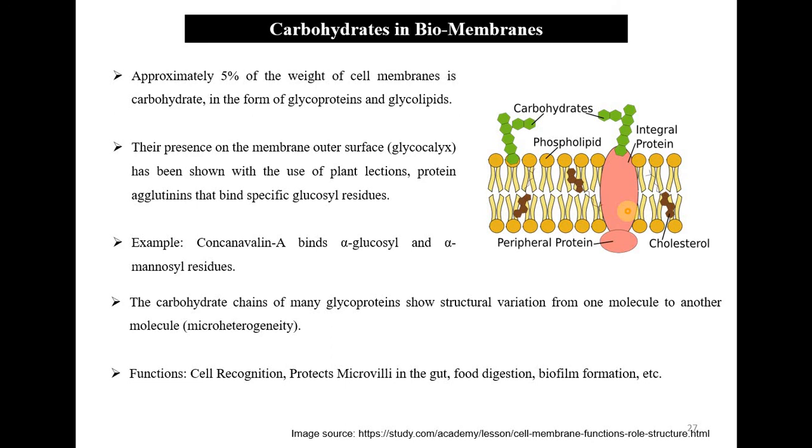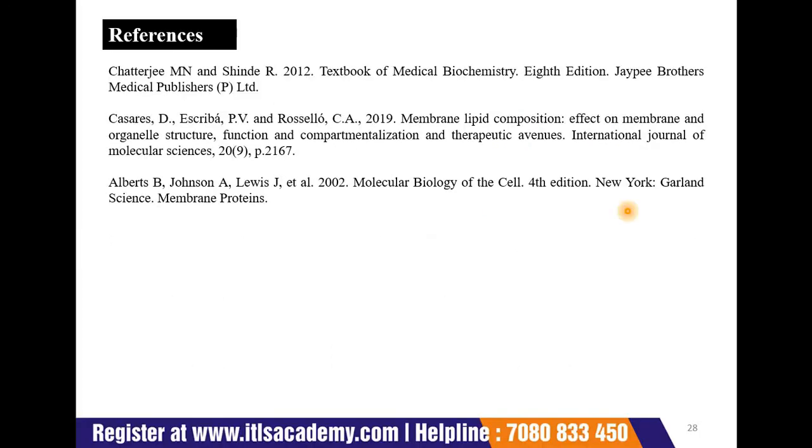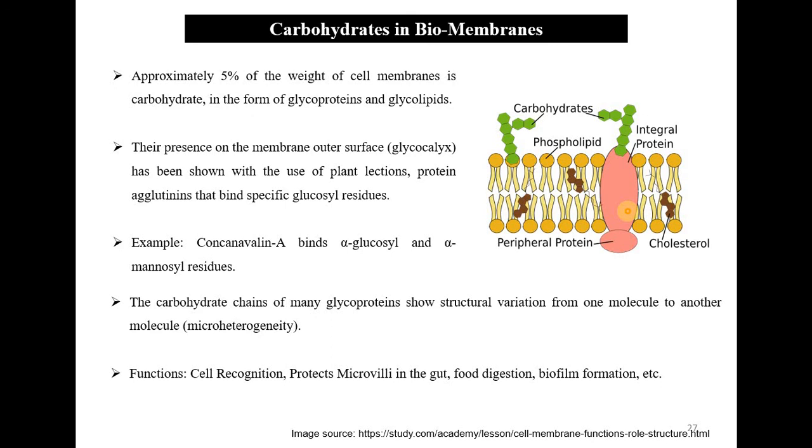The basic function of these carbohydrates in the biomembrane is recognition of cells. It protects the microvilli in the gut. They play a very important role in food digestion, and also in biofilm formation. Biofilm formation plays a very important role in the virulence and growth of a lot of bacteria, especially in the mycobacterial species.